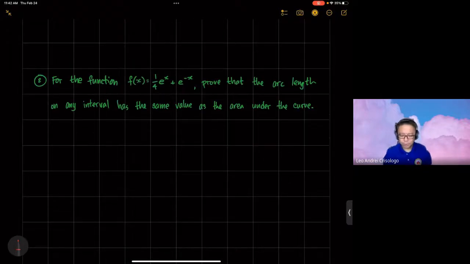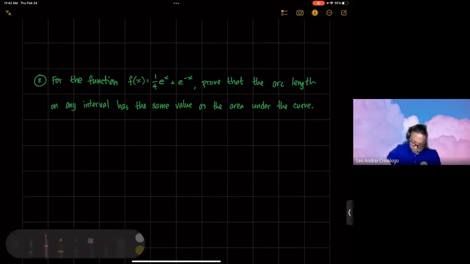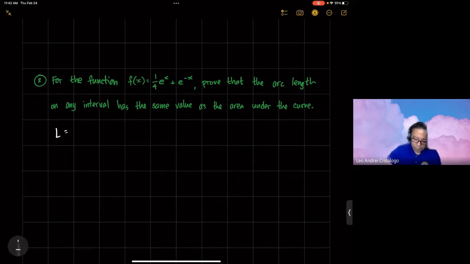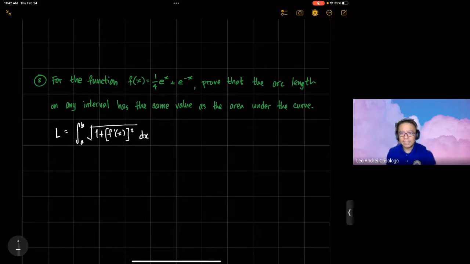Okay. So, what's the arc length? The arc length from our formula is the integral, well, from any interval daw eh. So, let's just use a and b of the square root of 1 plus, this is f of x. So, pwede natin gamitin yung notation Newton. F prime of x quantity squared, dx. So, i-solve muna natin siguro yung derivative. The derivative of our function.